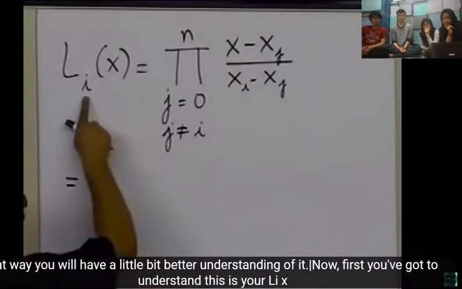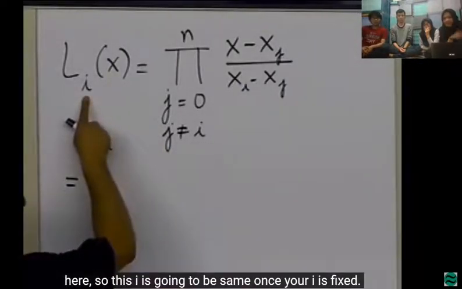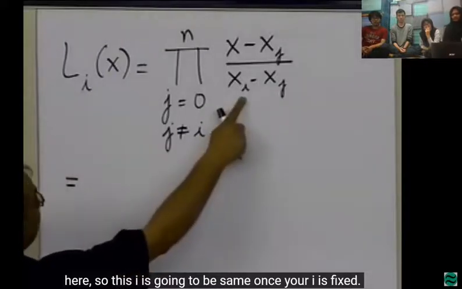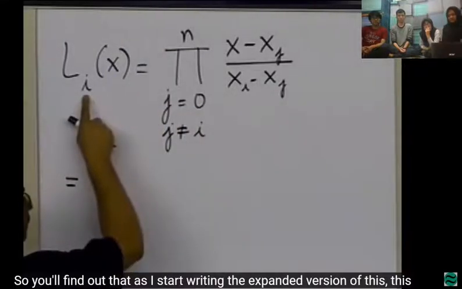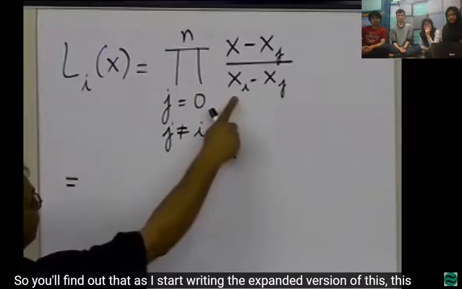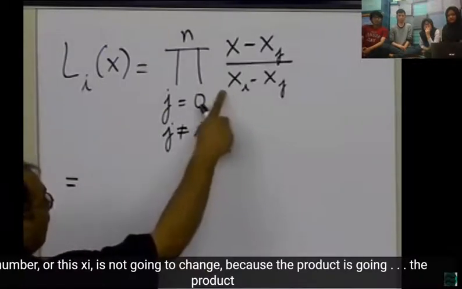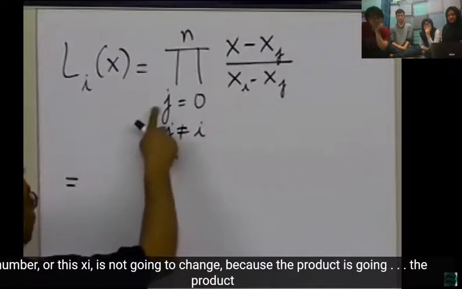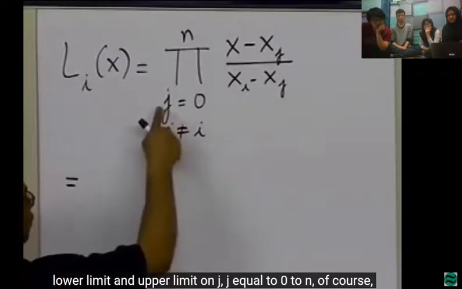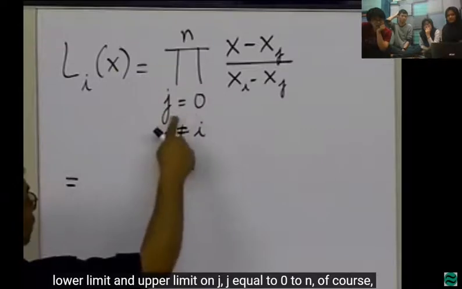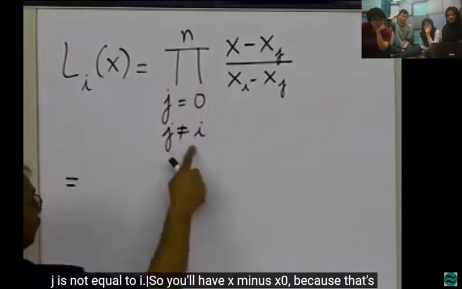Now, first you have to understand this, you have L sub i of x here. So this i is going to be the same once your i is fixed. You'll find that as I start writing the expanded version of this, x_i is not going to change, because the product's lower limit and upper limit is for j equal to 0 to n. And of course, j is not equal to i.